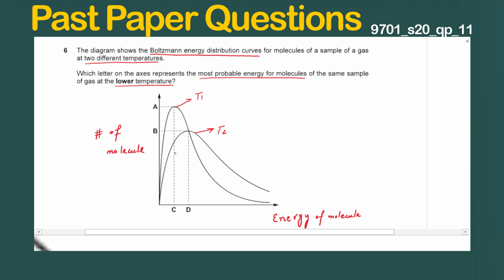Remember this point: whenever you have the higher peak, that is representing the low temperature, and the curve that is away from the y-axis like this one is giving you the information that the temperature is higher. And we know that at the higher temperature the particles have high energy. So we have high energy molecules at this point, and at the lower temperature the particles have low energy. So we'll select the option C.